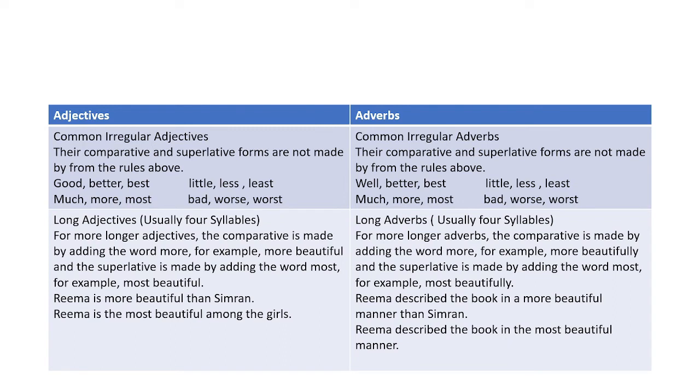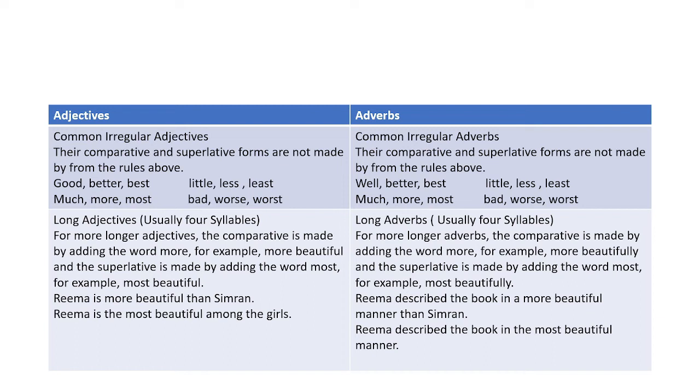Now let's move ahead and see the common irregular adjectives and common irregular adverbs. Their comparative and superlative forms are not made by the rules above which we have seen in previous slides. For example, the word good has the comparative better and the superlative best. Likewise, little, less, least; much, more, most; bad, worse, worst. For the common irregular adverbs, here it is not good but well: well, better, best. Then little, less, least; much, more, most; badly, worse, worst.